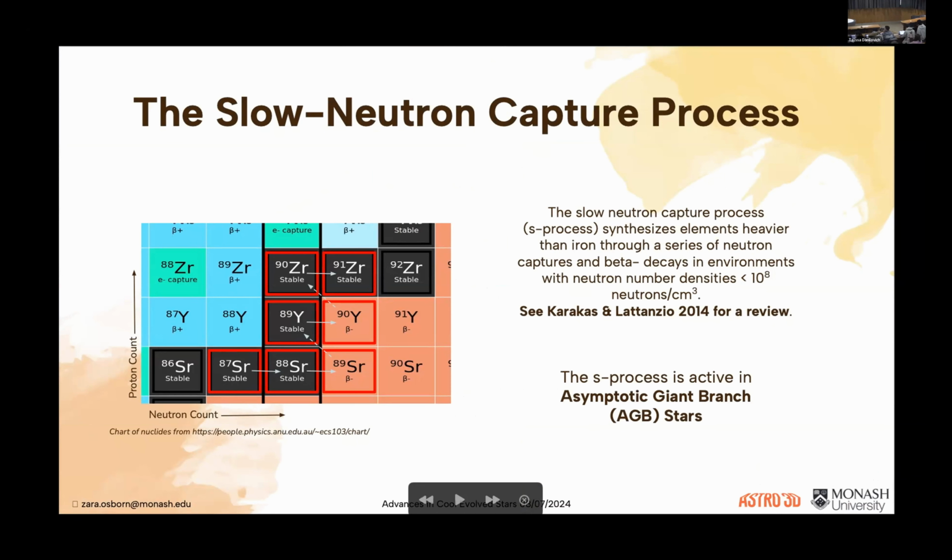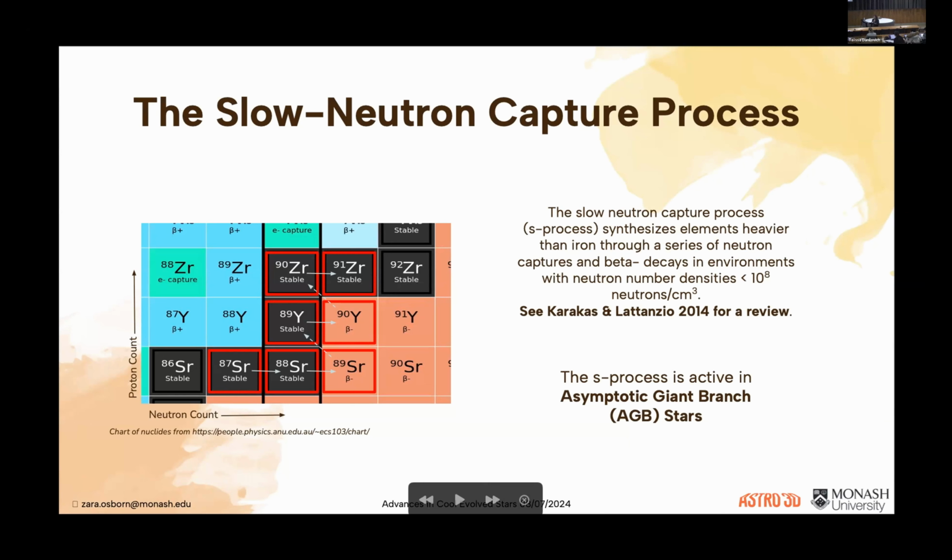Now, the way the S process works is that we start with some seed nucleus, such as strontium-87 that I've highlighted here, and it captures a neutron, becomes strontium-88, and it captures another neutron, becomes strontium-89. However, strontium-89 is unstable to beta decay. So before it can capture another neutron, it decays to yttrium-89 and then captures another neutron, etc. So it is through the S process that stars can synthesize elements that are as heavy as lead and bismuth.